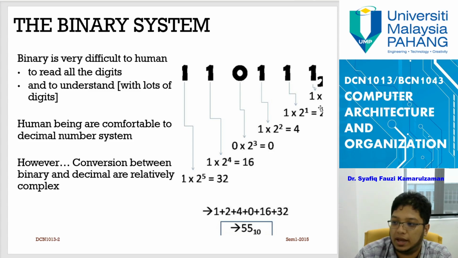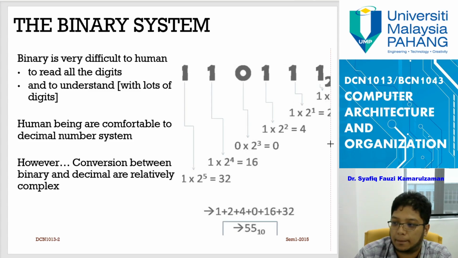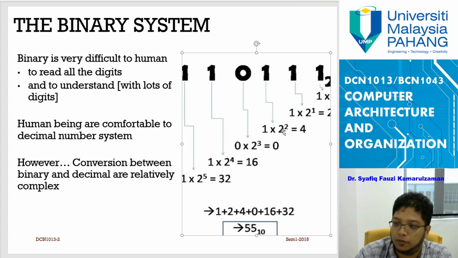So here is 1 times 2 power of 0, 2 power of 1, 2 power of 2, 2 power of 3, 2 power of 4, 2 power of 5. So the total of this, you can get 55.